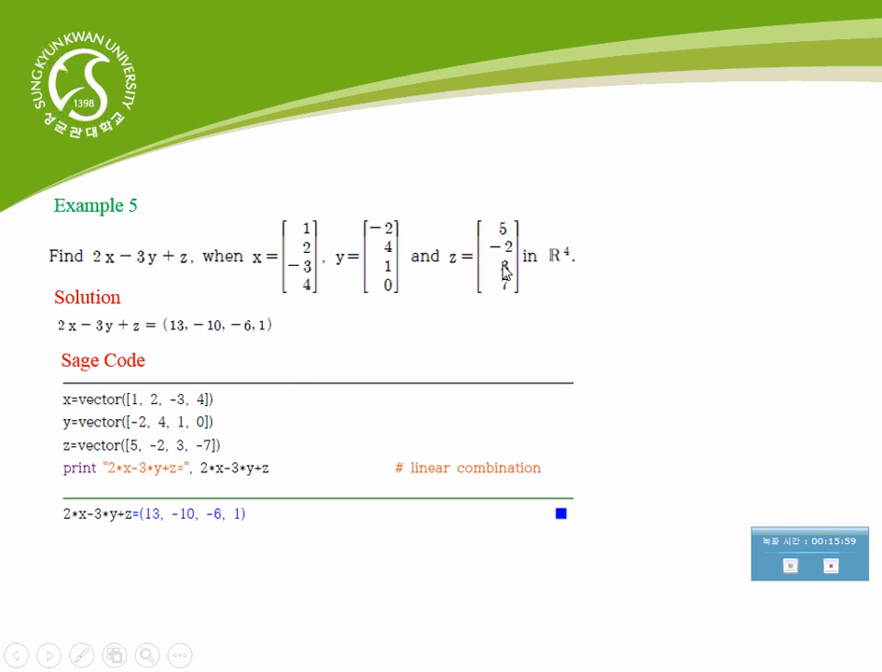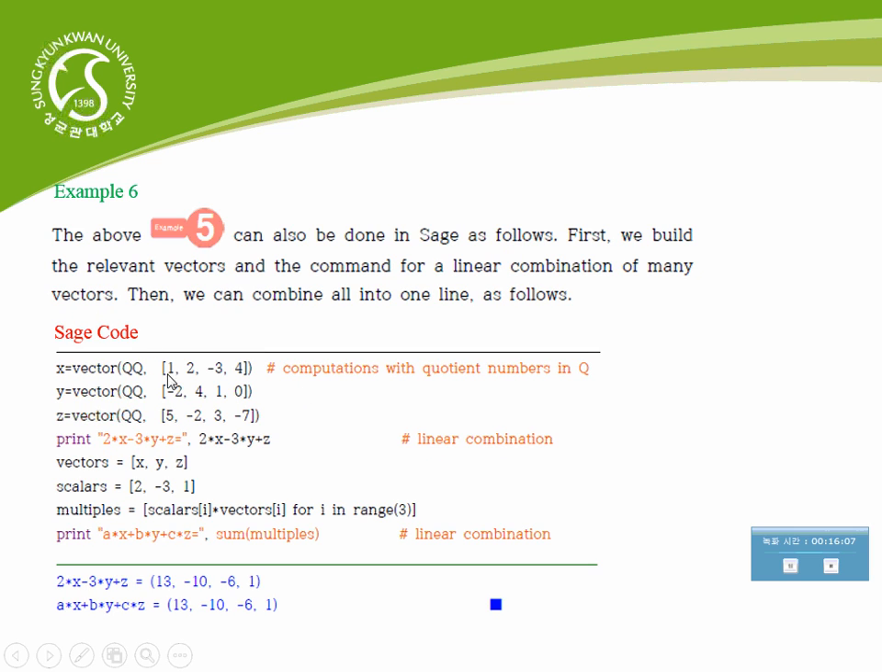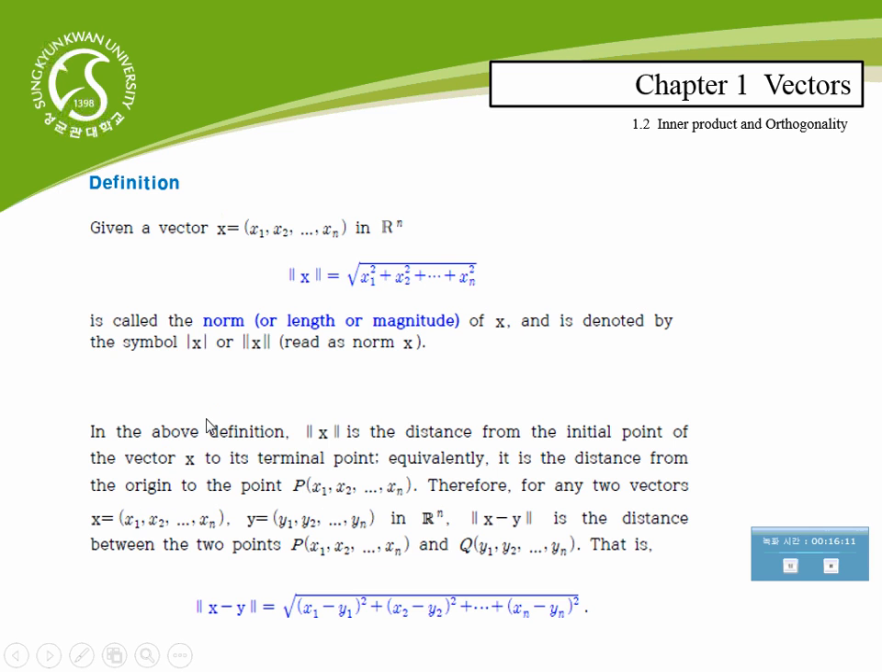If you have three vectors, we can check whether a linear combination of these vectors can be found, and those computations can be done by this code. And this is the definition of vector norm, or magnitude or length. We call it a norm officially.